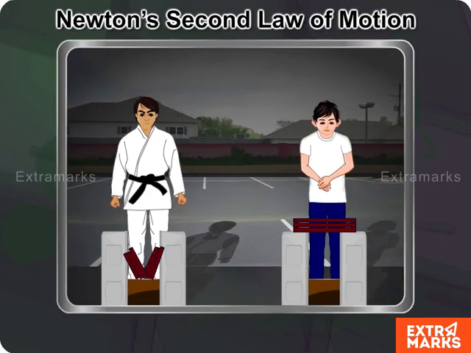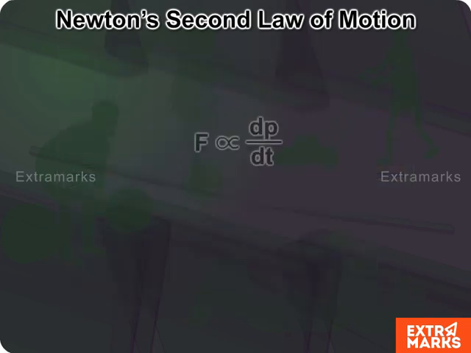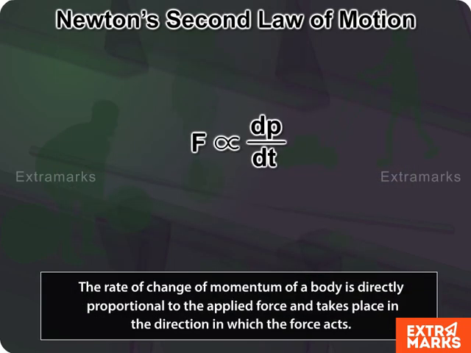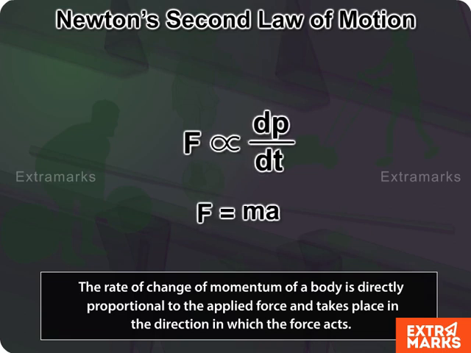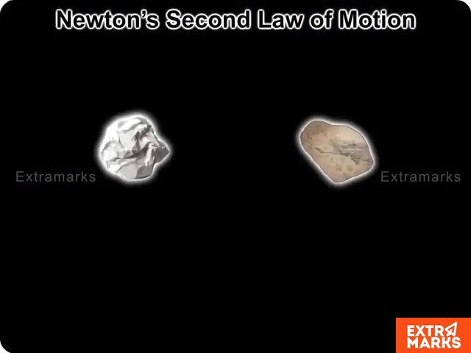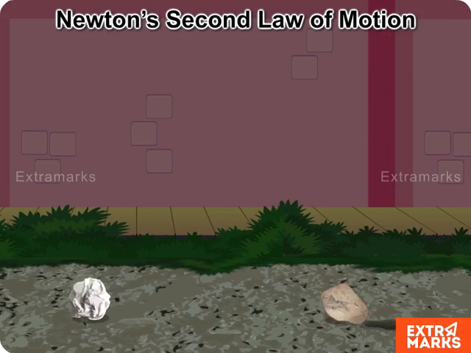Newton's second law of motion. Newton's second law of motion states that the rate of change of momentum of a body is directly proportional to the force impressed. Here, we see a stone and a crumpled paper dropped from a certain height.